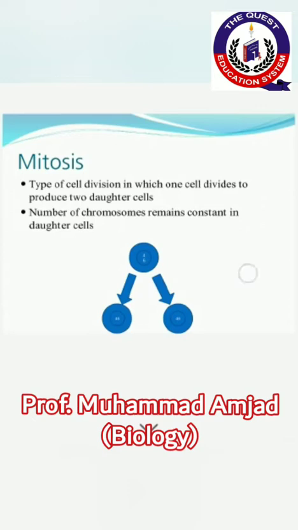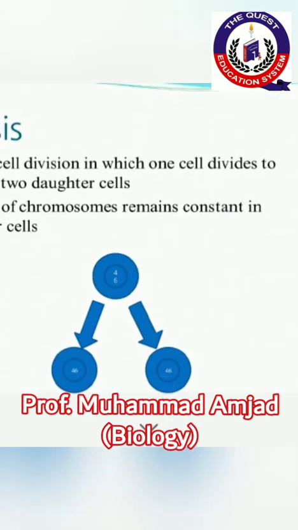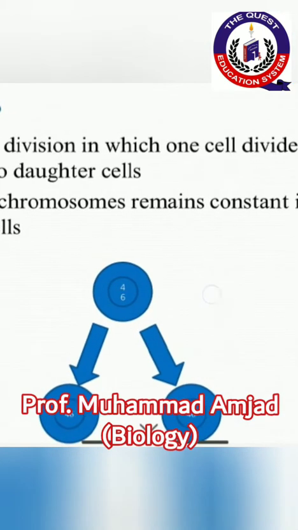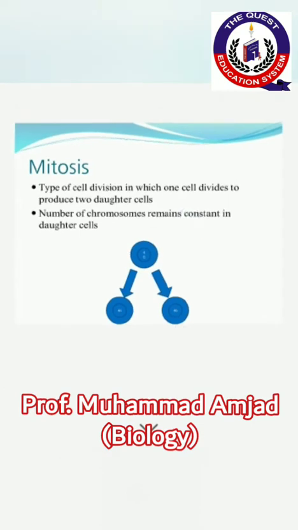Mitosis is a type of cell division in which one cell divides to produce two daughter cells in such a way that the number of chromosomes remains constant in the daughter cells. For example, look at this. In a human cell there are 46 chromosomes. When this cell divides to produce two daughter cells, the number of chromosomes in these daughter cells remains the same, that's 46. So it is mitosis in which the number of chromosomes remains constant.